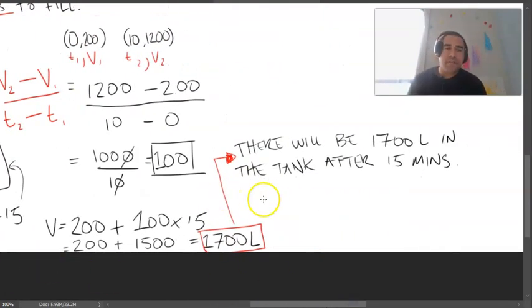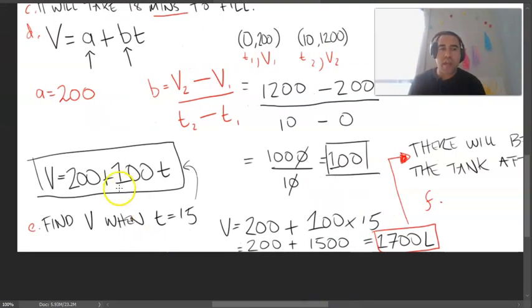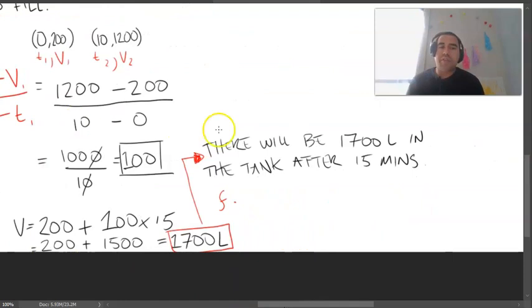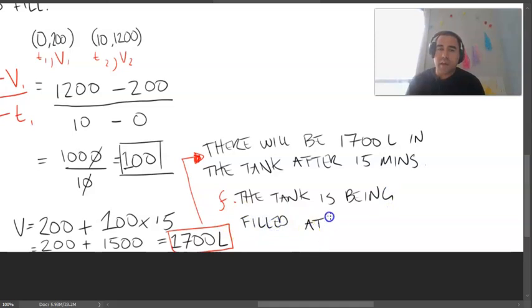Now, this is very simple because we know what our slope is. We know that number in front of the T will dictate our gradient, our slope, our rate of change. So we need to be careful with this answer because we know that numerically it's 100. So we will say the tank is being filled at 100 liters per minute.